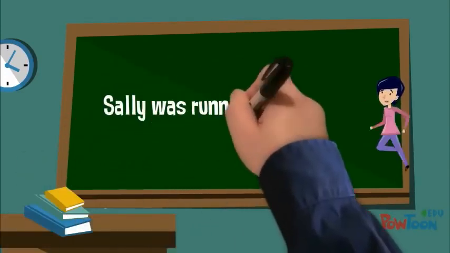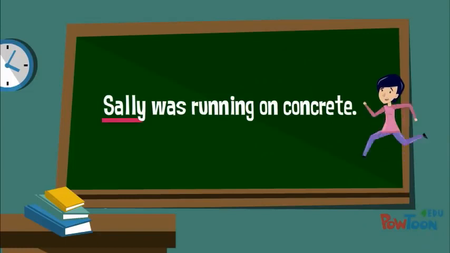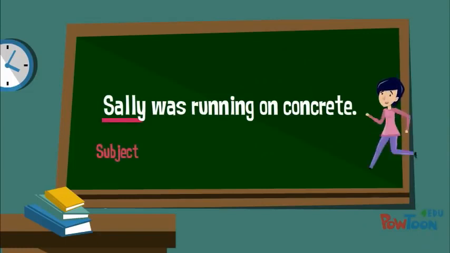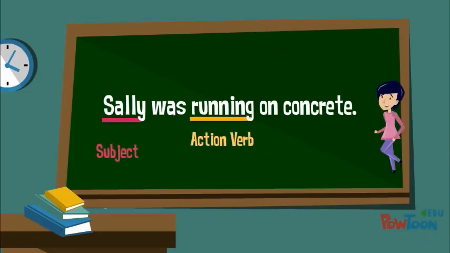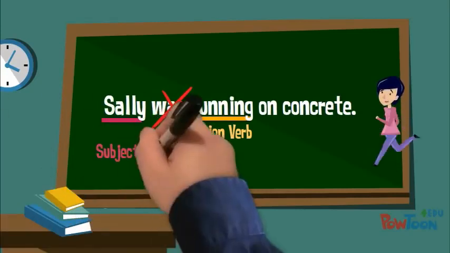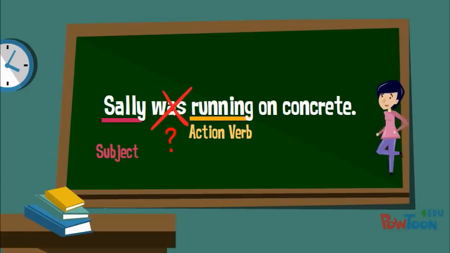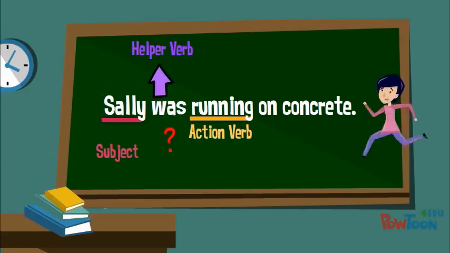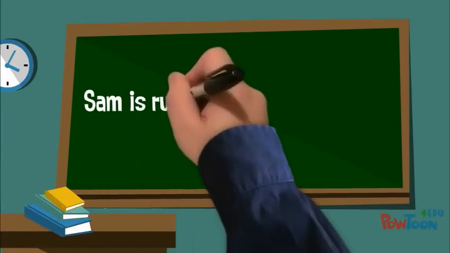Sally was running on concrete. Sally is the subject of the sentence. And running is the action verb she was taking. Will the sentence, Sally running on concrete, make sense without the word in the middle? No. That must mean was is the helper. Here's another one. Sam is running through the crowd.